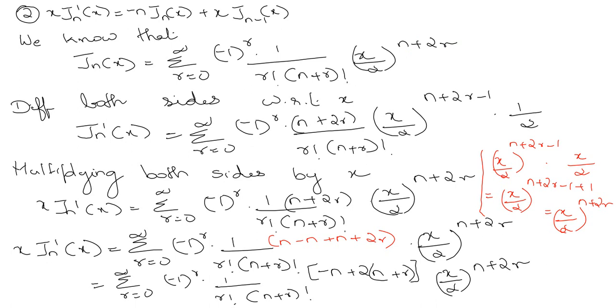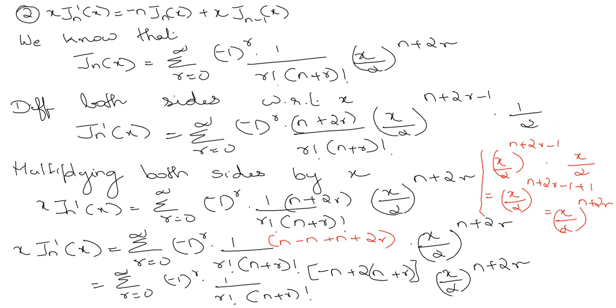Now we are going to differentiate both sides with respect to x. So LHS is now Jn dash of x, and RHS on differentiating will be getting this, same as we did for the first recurrence relation. And now we are going to multiply both sides by x. So LHS is x Jn dash of x is equal to, in the term on the RHS, we are going to take the x inside. 1 by 2 is already there, so x into 1 by 2 will be x by 2.